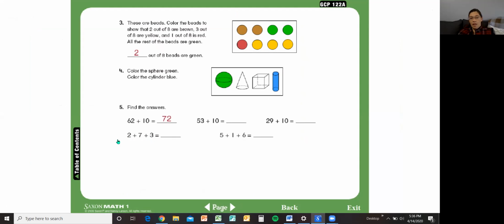Do you see 2 numbers that add together easily? I see 7 plus 3, and I know that 7 plus 3 equals 10. So if 7 plus 3 equals 10, and 2 more, 10 plus 2 would be what? 12.